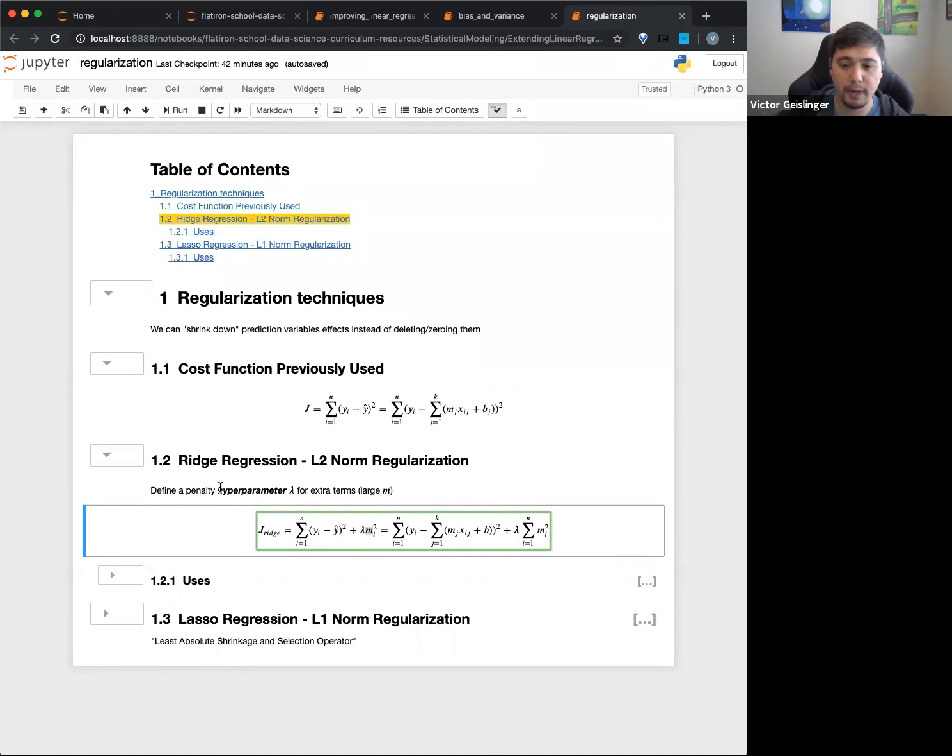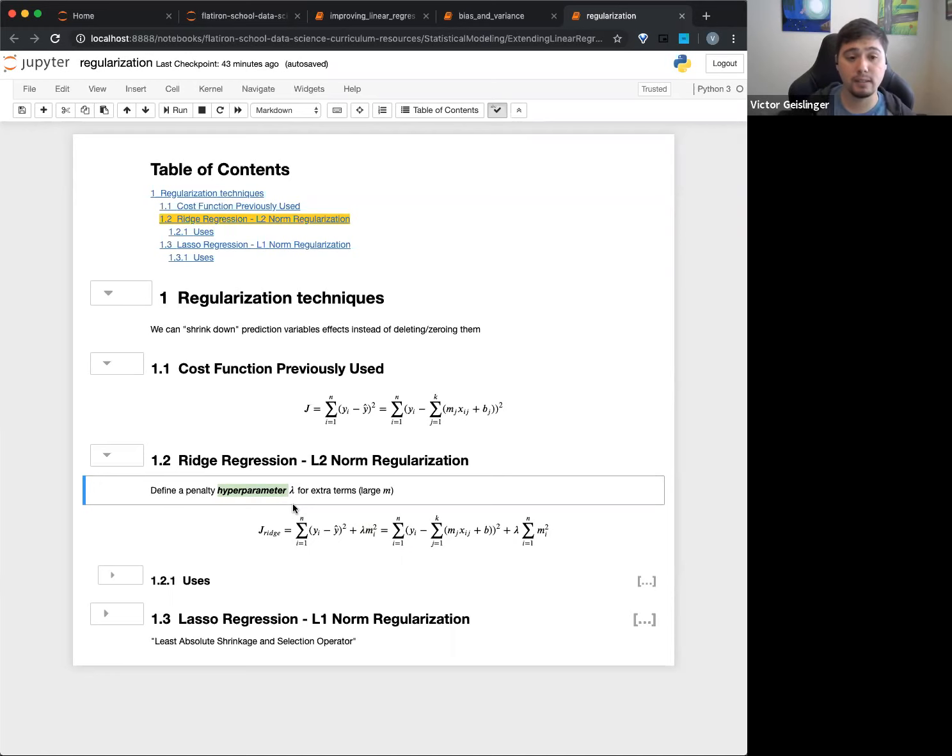And we call this a hyperparameter. This is a new term. Basically, it's a parameter, just like mi is, or b. So we're talking about the slope of the different features. But we call it a hyperparameter because it's not really an important parameter to the model. It's used to help train the model. So essentially, we use this lambda here to help train the model better.